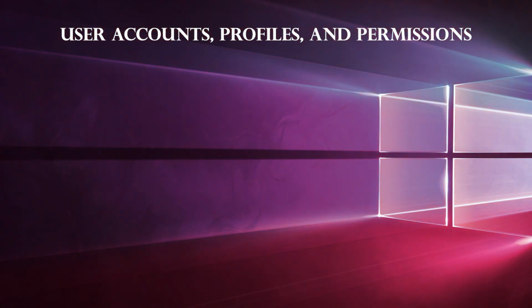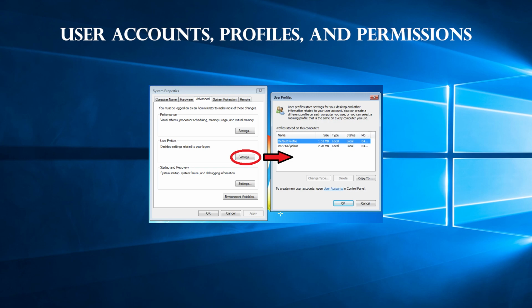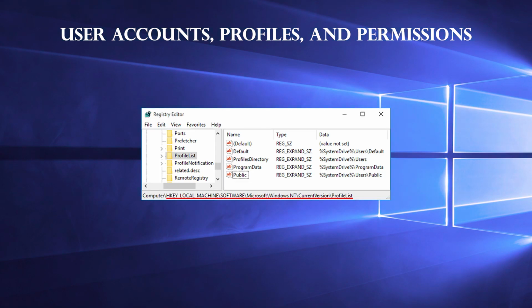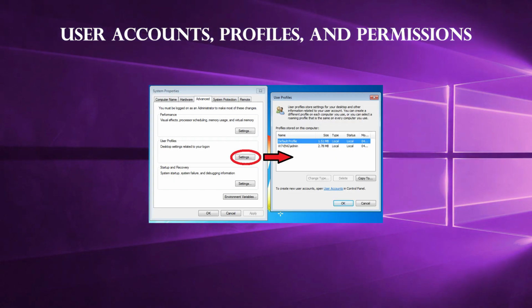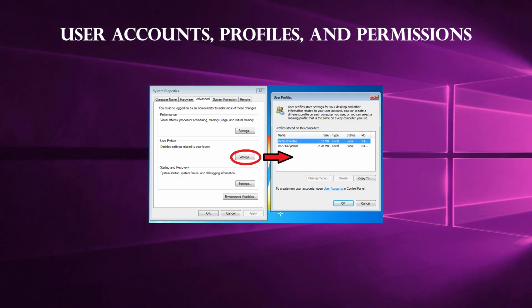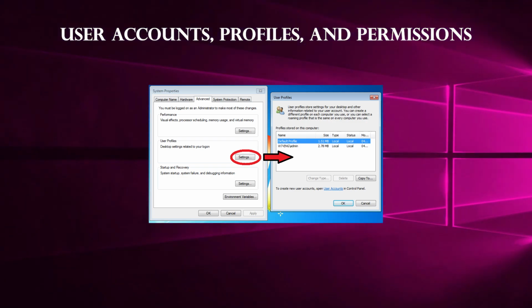So when you log in to Windows, the operating system creates a profile for you that contains your personal settings, such as the desktop wallpaper, screensavers, and other settings. These profiles are stored in the System Drive User folder. There are three types of profiles in Windows: local, roaming, and mandatory.